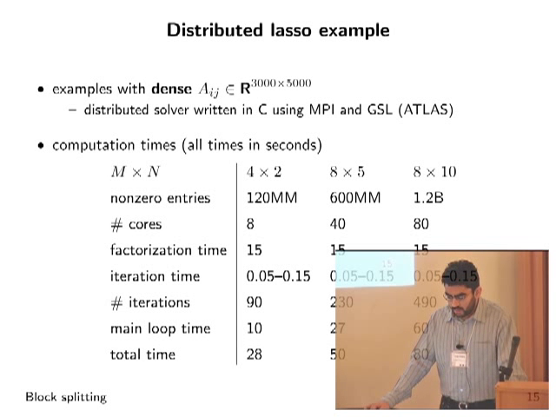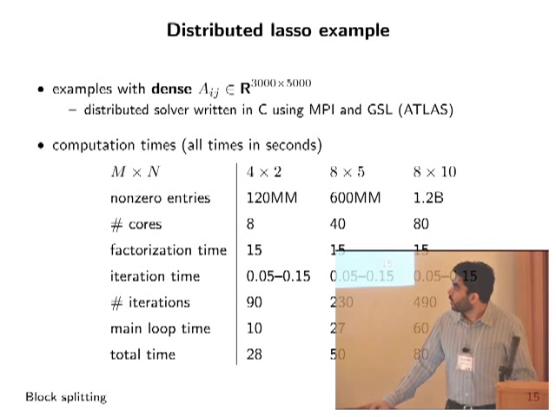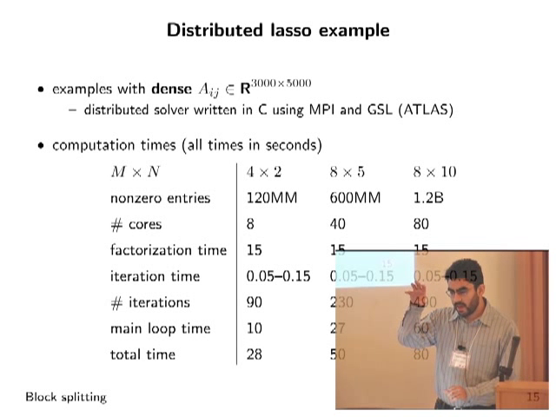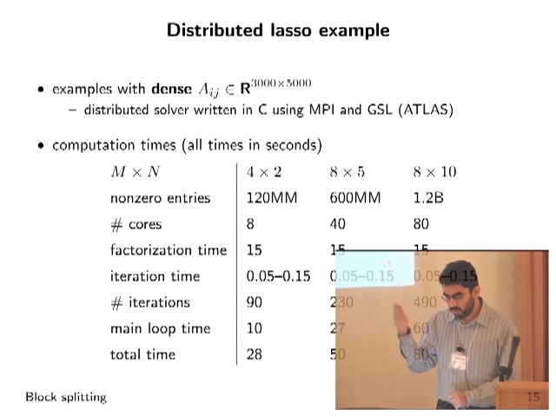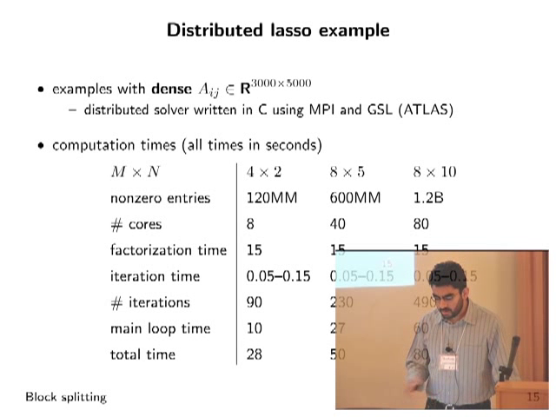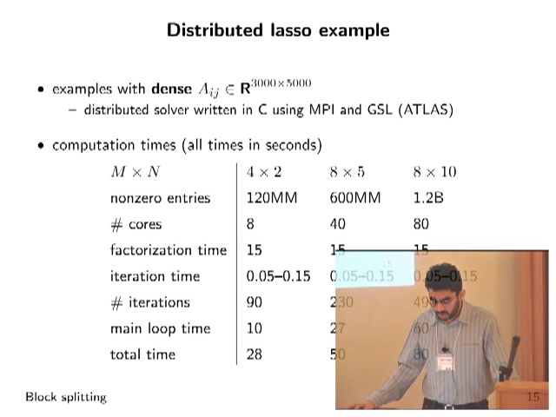So the computation times, all these times are in seconds. We have 3 scenarios. So one is that we tile these A_ijs into a 4x2 system. So we've got 4 blocks of data and 2 blocks of features. Then the second one is 8 blocks of data and 5 blocks of features, and then 8 and 10. So the number of non-zero entries, because the matrices are dense, are 120 million, 600 million, and 1.2 billion here. The number of cores used is 1 per block, essentially. So you've got 8, 40, and 80.